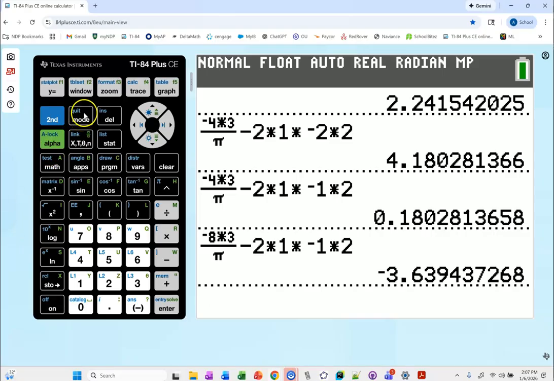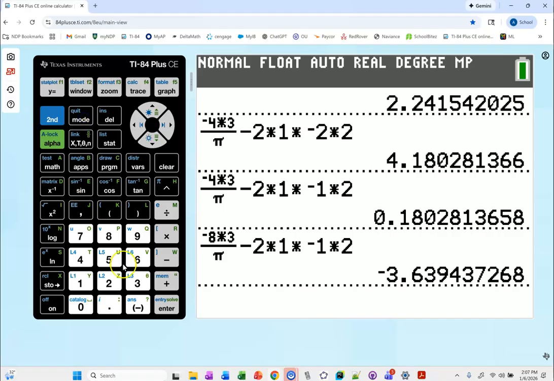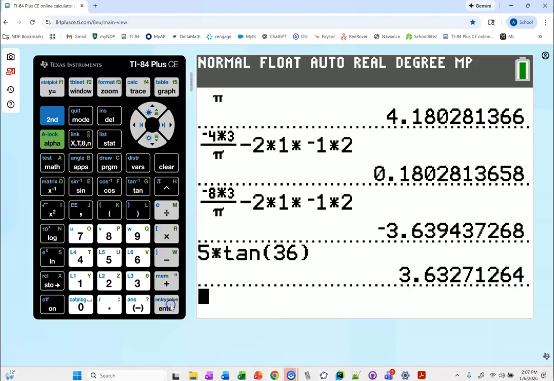To check the mode of your calculator, we press the mode button. It is that fourth option. So I'm going to pick degree, make sure that's highlighted. I'm going to exit back out. And then I'm going to type in 5 times tan 36, just the same as I had written down on my paper. So there's my answer. Let's round that to 2 decimal places. So I'd write 3.63.